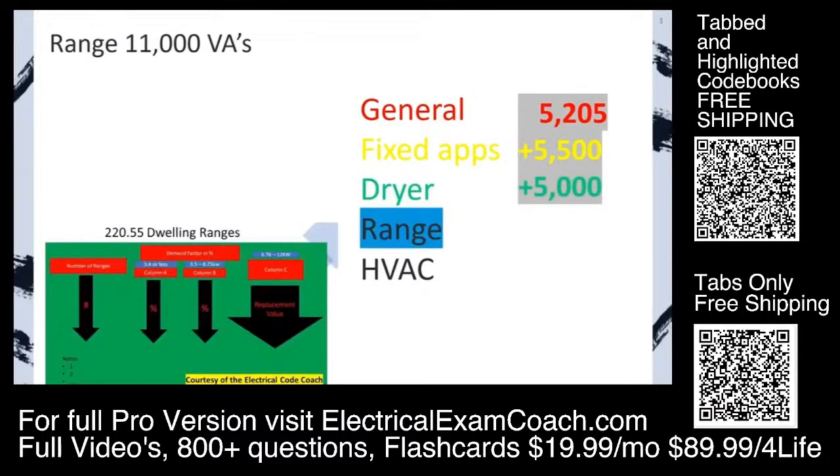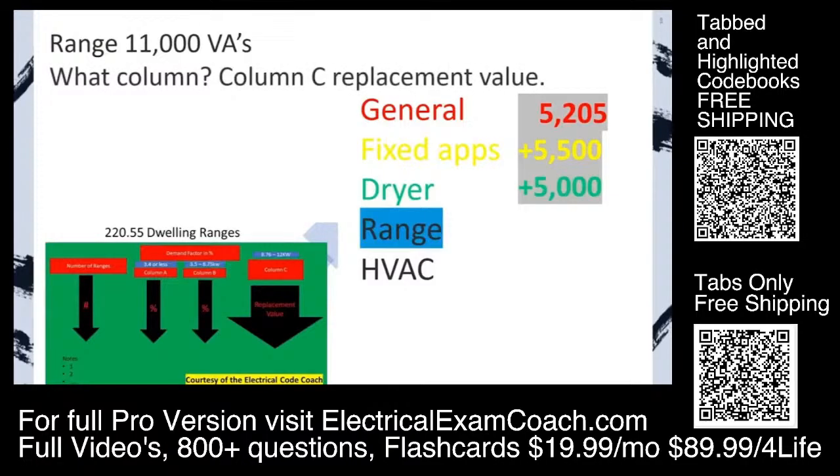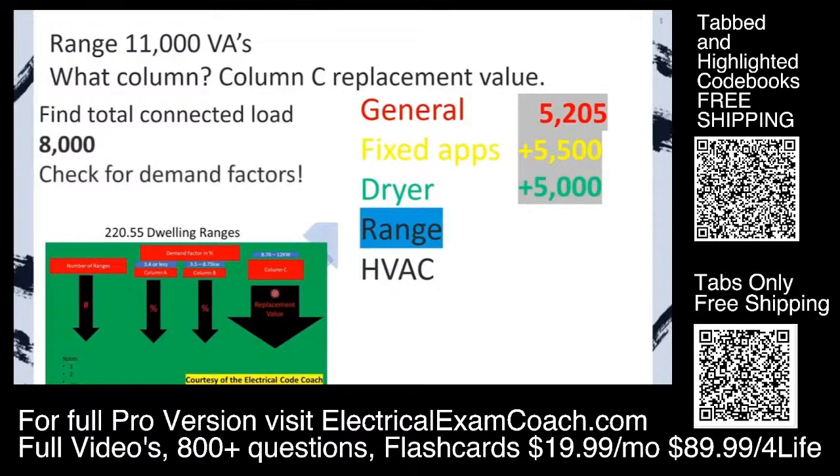Now our range. First thing we're going to ask is what column does our individual range fall in? Well, this one falls into column C, and column C is a replacement value. Let's find our total connected load. We start on the left-hand side of the table. We find our number of ranges, and then we cross over to column C, and it's 8,000. Now we check for demand factors. There are no demand factors on column C because it is a replacement value, and we write down 8,000. Great job.